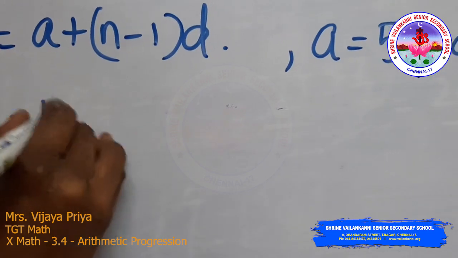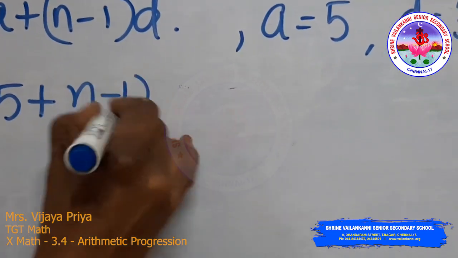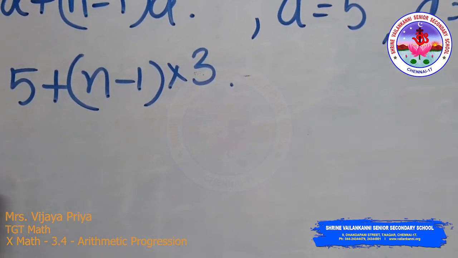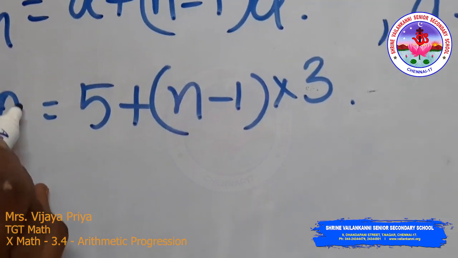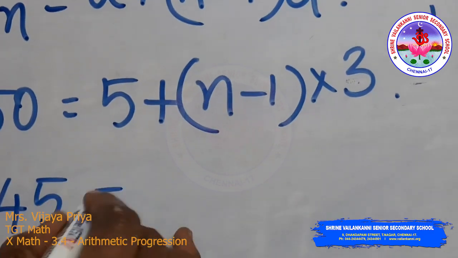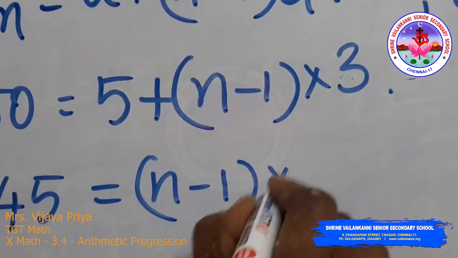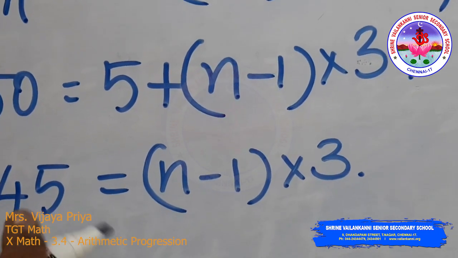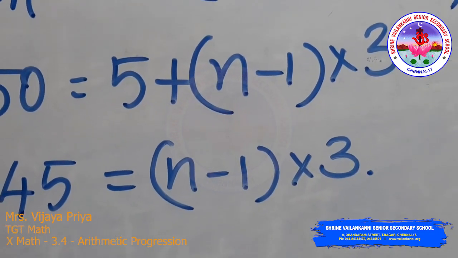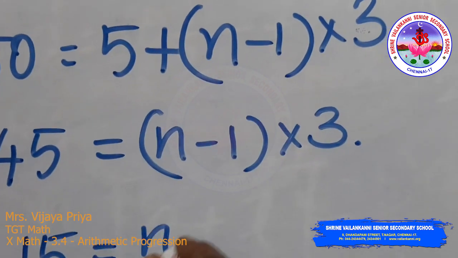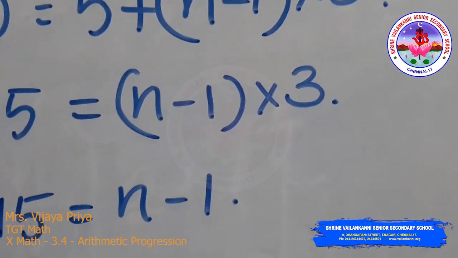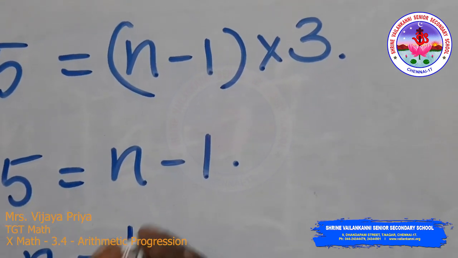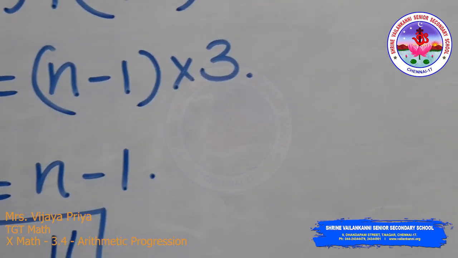50 is equal to 5 plus n minus 1 into 3. Bring this 5 to the other side, it becomes minus 5. So 50 minus 5, it becomes 45, is equal to n minus 1 into 3. Bringing this 3 to this side, it comes under division. So 45 divided by 3 becomes 15, which is equal to n minus 1. So n is equal to 15, minus 1 becomes plus 1 here. So it becomes 16. So I got n is equal to 16.